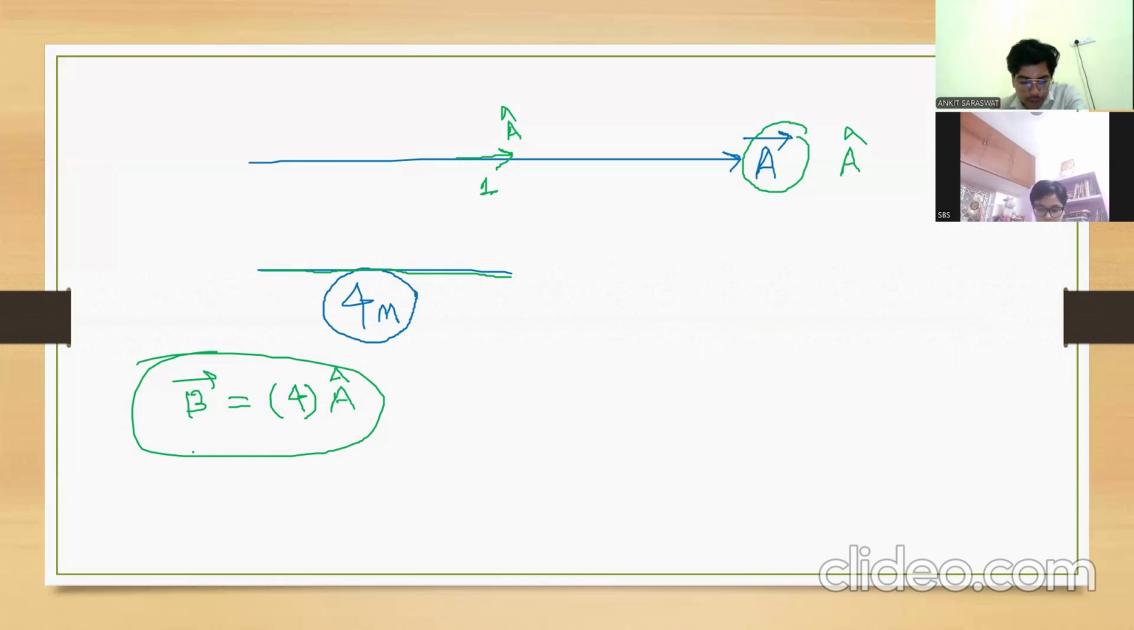After this, write down: null vector or zero vector.